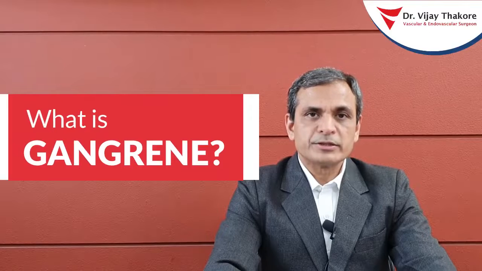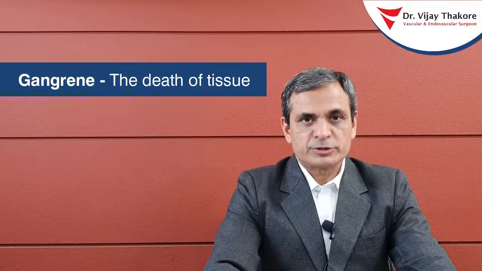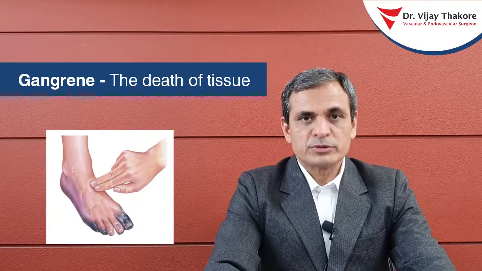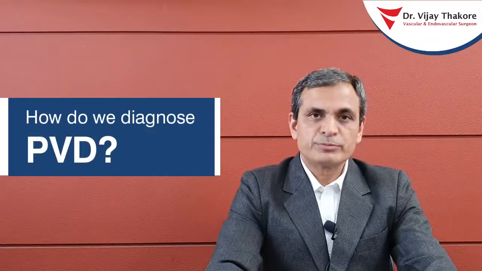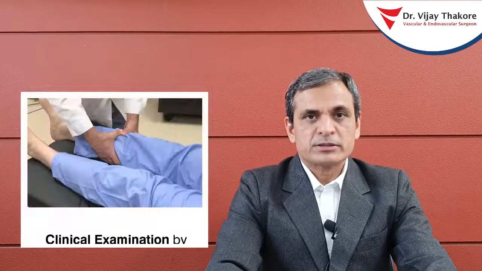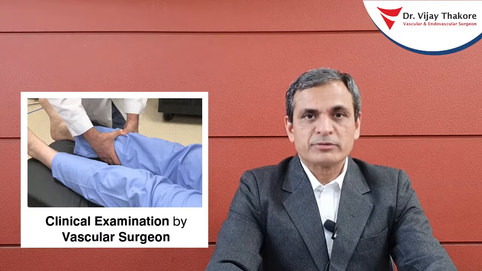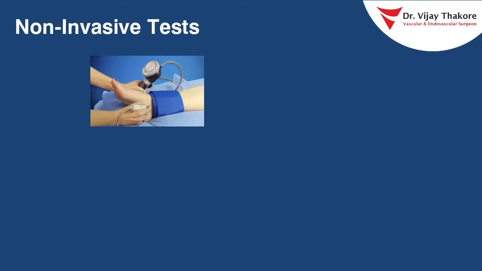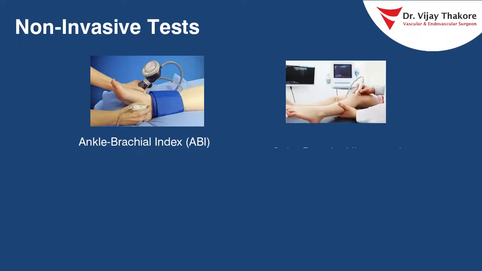Now what is gangrene? Gangrene means death of a tissue, wherever there is absence of blood supply, which could be to the foot, to the toes, or the fingers, or at times to the bowel. How do we diagnose PVD? First and foremost, a detailed, thorough clinical examination by a vascular surgeon, followed by some non-invasive tests like ankle brachial pressure index called ABPI or color Doppler ultrasound examination.